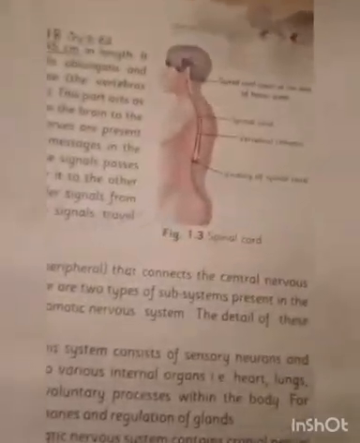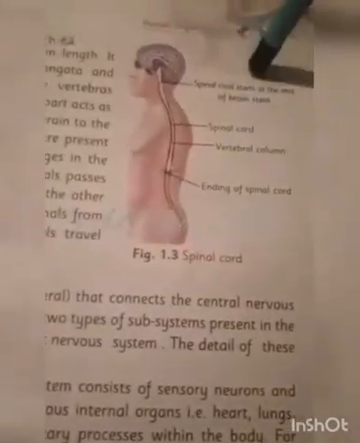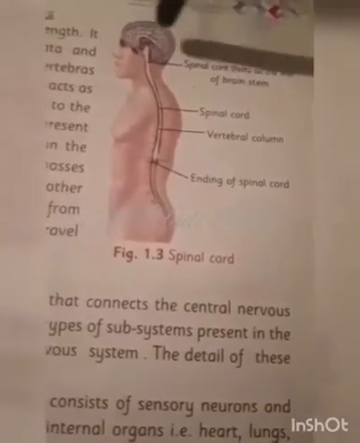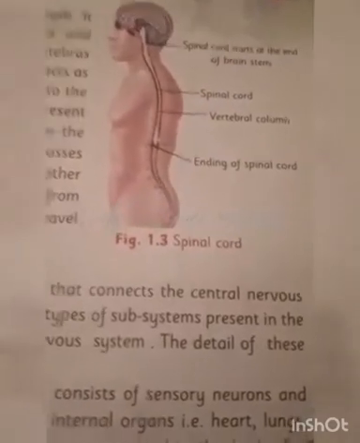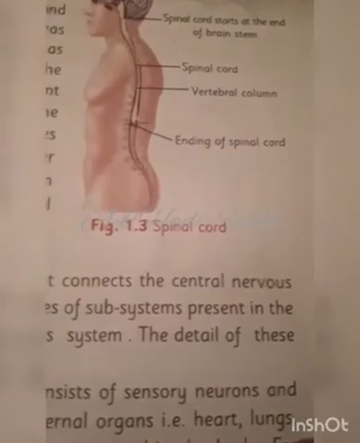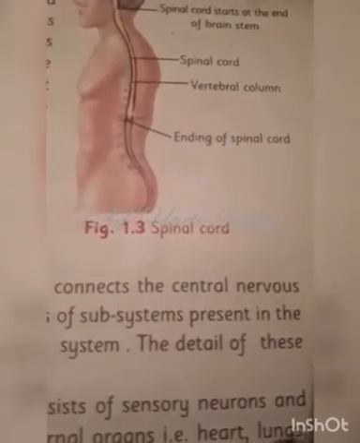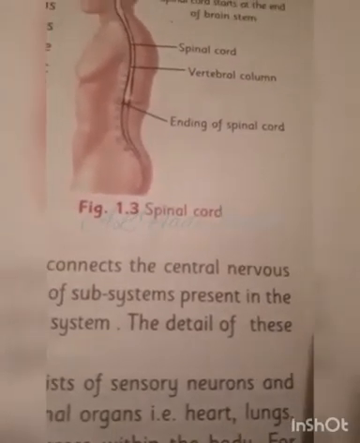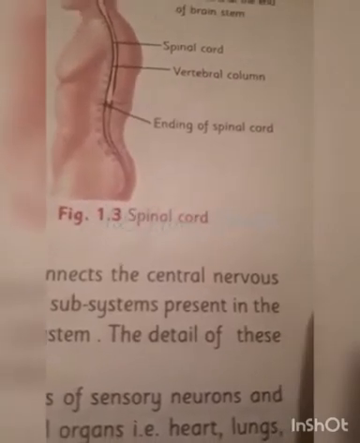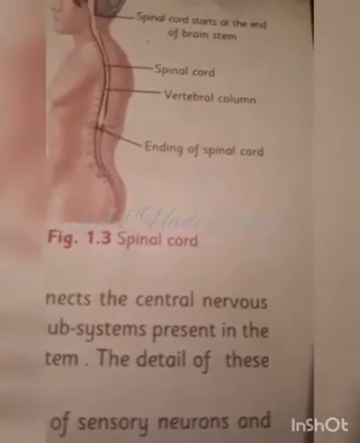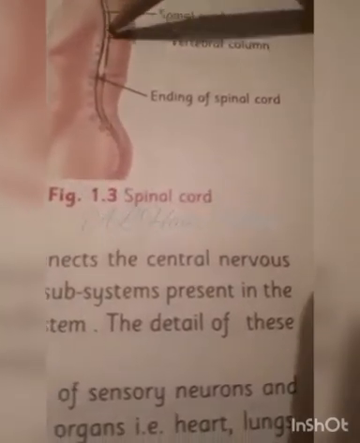So if you look at the exact location of the spinal cord in your body, where does it start? It starts exactly where your hind brain ends. Where your hind brain, your brain stem or your medulla oblongata ends, from that exact position your spinal cord starts, and it ends at this region of the vertebral column.